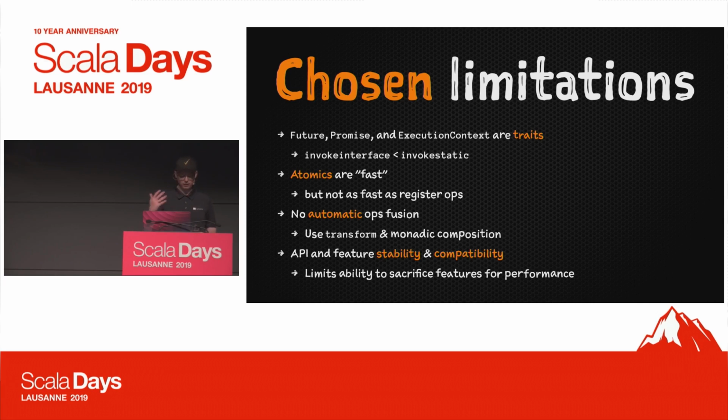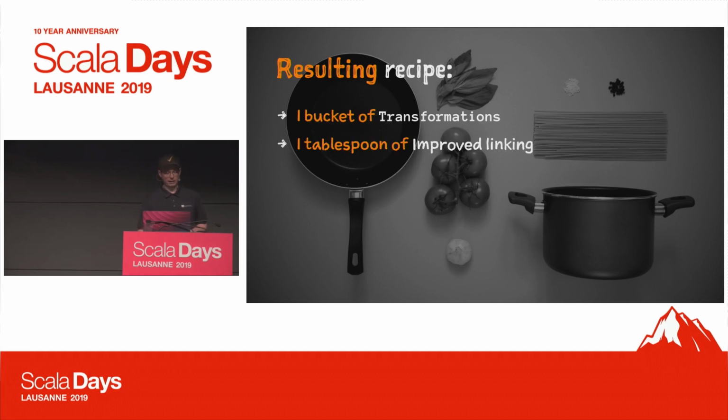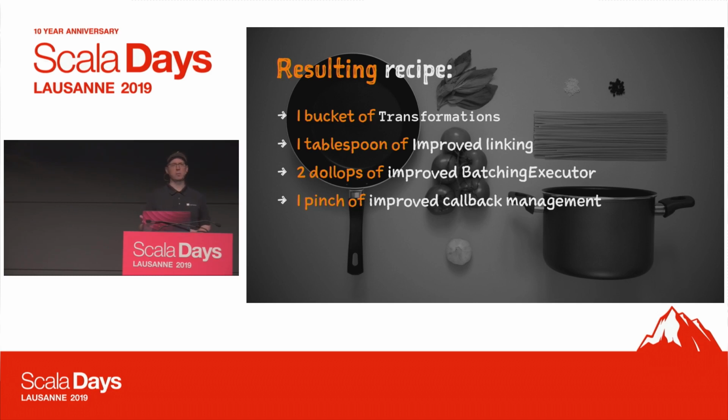So how do we do this if we want to increase performance? Well, the resulting recipe, and I mean, I'm no chef. Ask anybody. Like, I will go to a restaurant. I will order in. But this is the recipe that I can do for performance optimization. So we need one bucket of these transformations, and we need 1 tablespoon of improved linking. Really important feature, very unknown, but it's necessary. It's like one of these ingredients that you don't know what it does, like bay leaves. What does a bay leaf do? Nobody knows. You just add a bay leaf. Yeah, okay. We need 2 dollops of the improved batching executor. That's also an implementation detail, but I'm going to get to why that's important next. And of course, we need to improve the callback management, clearly.